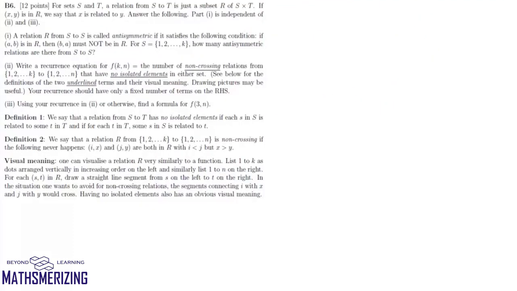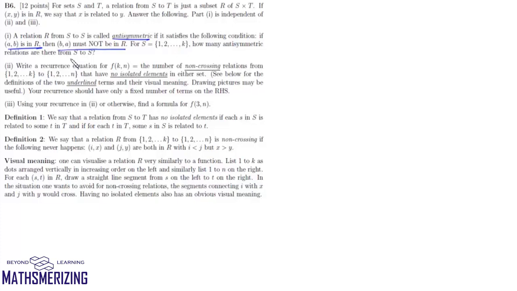Now question number B6 is, for sets S and T, a relation from S to T is just a subset R of S cross T. Now part 1 is, a relation R from S to S is called anti-symmetric if it satisfies the following condition. If (a, b) is in R, then (b, a) must not be in R. Now for S equals 1, 2, 3 up to k, how many anti-symmetric relations are there from S to S?